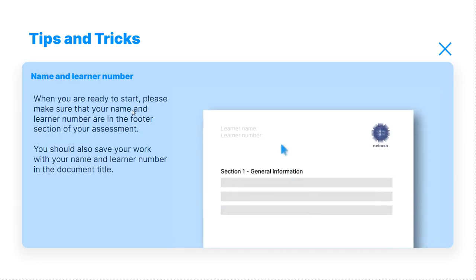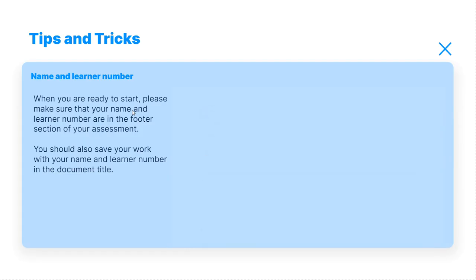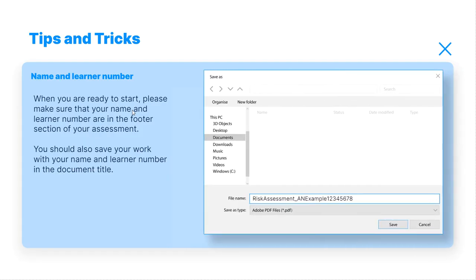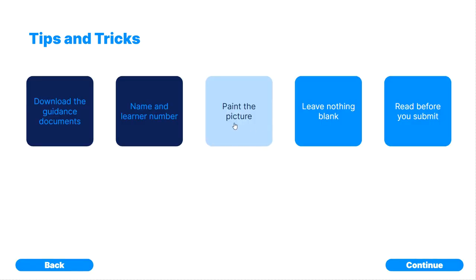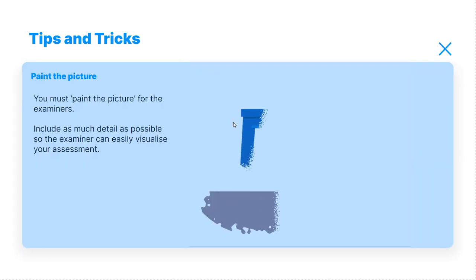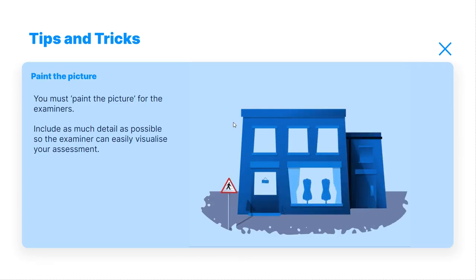When you are ready to start, please make sure that your name and learner number are in the footer section of your assessment. This information should also be used when naming and saving your examination. You must paint the picture for the examiners. Include as much detail as possible so that the examiner can easily visualize your assessment.